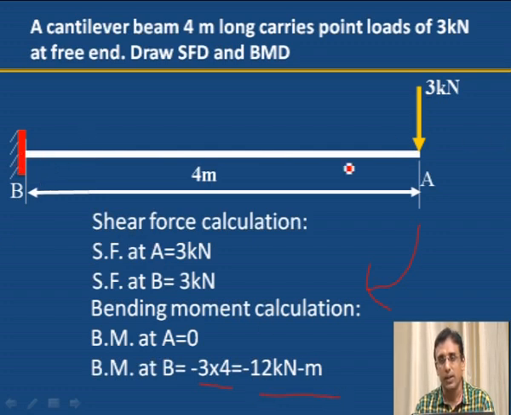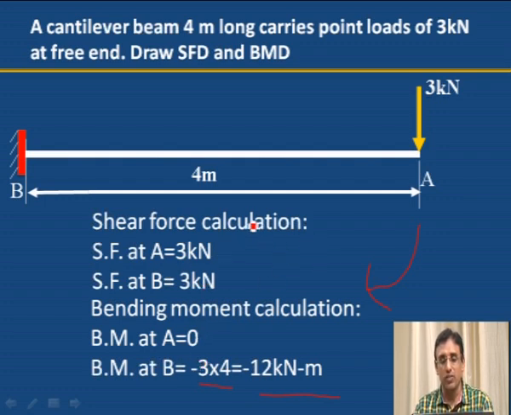What we can observe here, two salient points are there, A and B. If any further loads were there, we should have calculated the bending moment at that point also. Here only 2 points are there, A point bending moment is 0, B point bending moment is 3 into 4, 12 kilonewton meter. Now we have the values of shear force as well as bending moment.